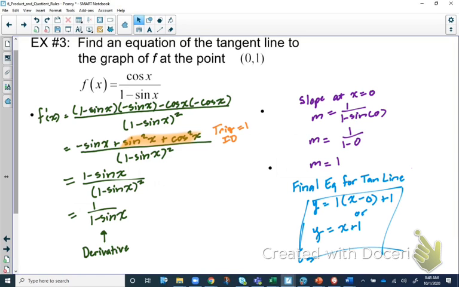Plugging in 0 for the derivative, in the denominator, sine of 0 is 0, so we have an expression of 1 over 1, so the slope is just 1. And we're writing it at the point where x is 0 and y is 1. So plugging it into point slope form, we get 1 times, in parentheses, x minus 0, and then plus 1, or you could simplify that to just x plus 1.